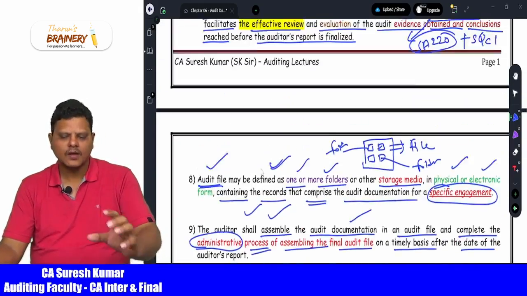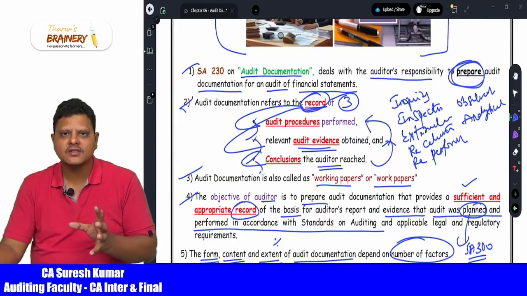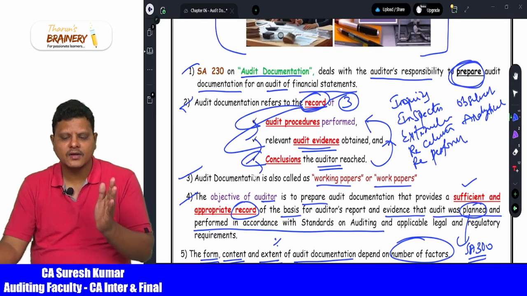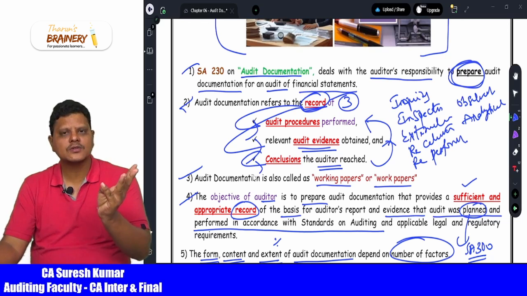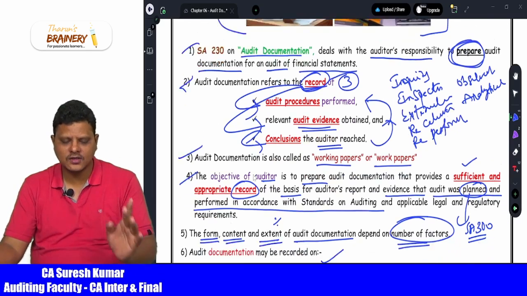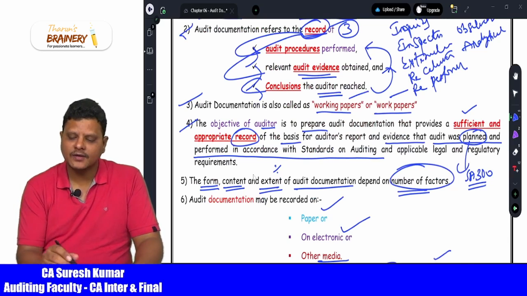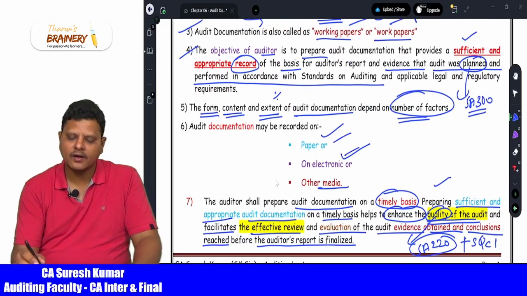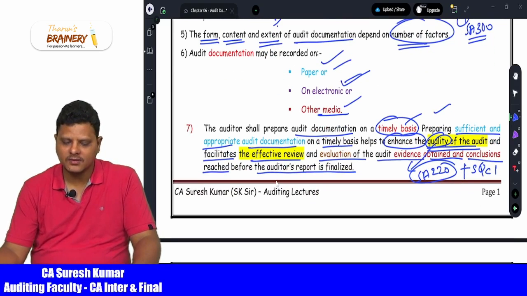So let us summarize everything in 1 minute. Very simple. Audit documentation is nothing but preparing the documents in a single file. Audit documentation refers to recording of three areas: audit procedures, audit evidence, then conclusions. Audit documentation is also called working papers or work papers. It can be in paper form, electronic form, or other media. The auditor has to prepare the audit documentation on a timely basis.